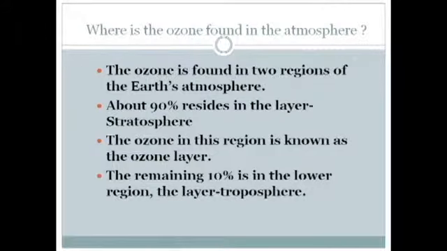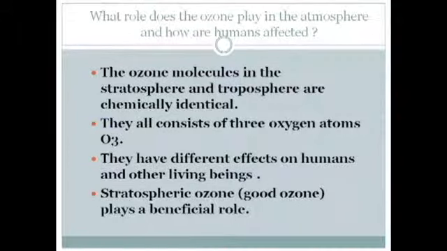The ozone is found in 2 regions of the earth. We heard that before, and it reminds us now that there's 90% of the ozone in the stratosphere. And we're reminded again that the ozone consists of 3 atoms. We are also reminded that they have different effects on humans and other living beings, and that we have stratospheric ozone, the good ozone that is beneficial. And while all this is happening, we have the depletion going on.